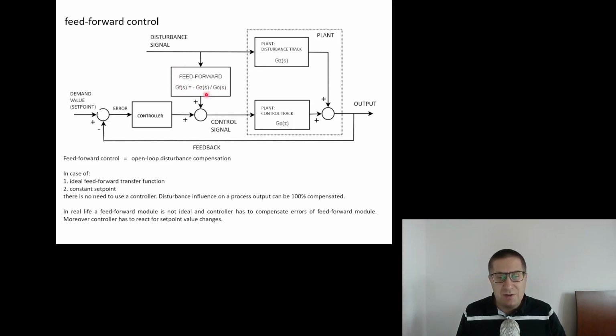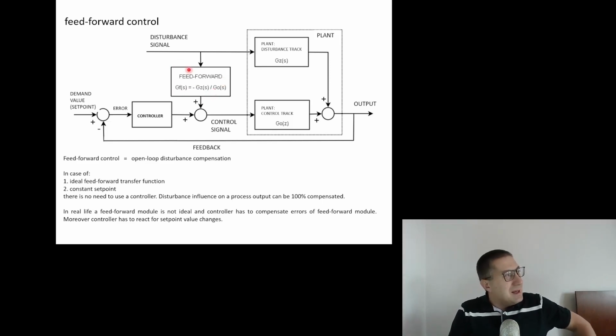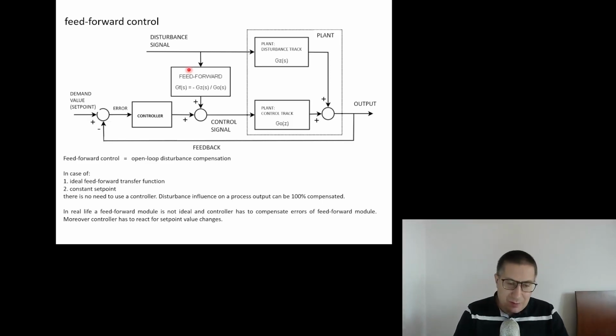This is very useful. And in fact, what we want to do in the AI algorithms, what we want to do using predictive models, in fact, we would like to compensate disturbances in the optimal way, predicting what will happen in the future. So we can say we are developing much more complex, much more sophisticated feed-forward modules. All right.